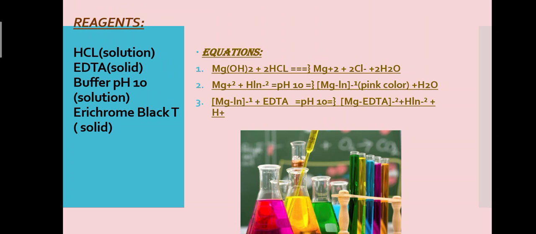This magnesium indicator complex reacts with EDTA at pH 10. They form magnesium EDTA and indicator. They show blue color at the end point because magnesium EDTA is stronger as compared to MgIn-1 complex. So the end point shows blue color, which is the free indicator.